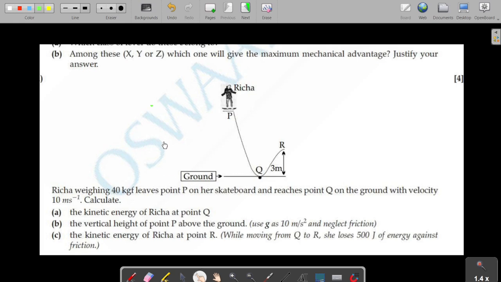Hello dear students, today we will solve another problem of class 10th ICSE Board 2025 board exam. This problem is simply based upon the principle of conservation of energy.